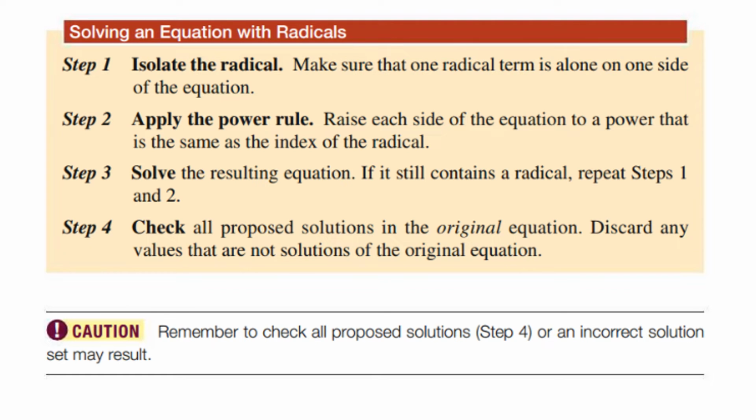And again, the process is we isolate the radical by itself on one side, we apply the power rule, we solve the resulting equation. If it still contains a radical, we repeat those steps until there isn't a radical anymore, but then we must check all proposed solutions in the original equation and discard any values that are not solutions of the original equation. Remember to check all proposed solutions in the original equation or your answer may be wrong.